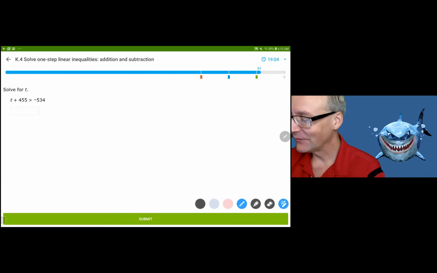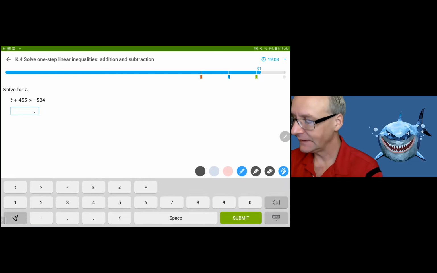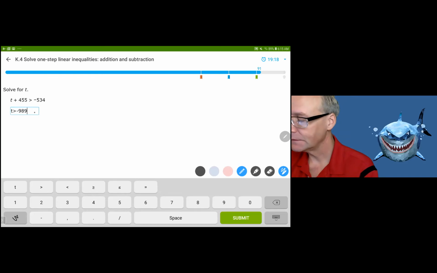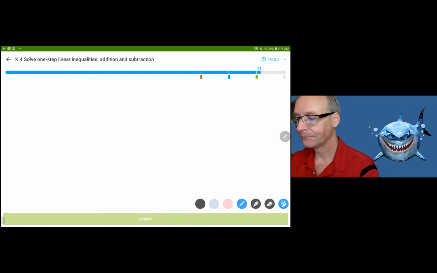I'm going to subtract 455 from both sides, and I can do it in my head. So I have T is greater than, and it's going to be a bigger negative, and it's going to be 989. And I'm just going to check my additions. 9, 8, 9. Yep, no borrows or even any carries, so it looks good.